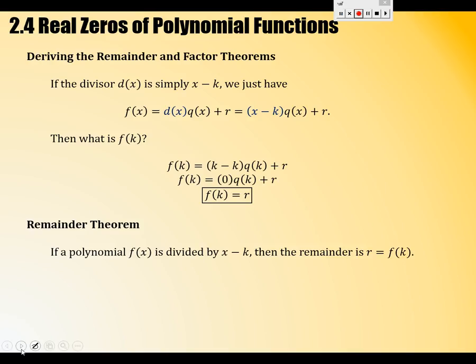So there it is in formal sense, and we've already derived it, but there it is, right? If you divide by x minus k, then the remainder is r, right? And we just proved that. There's not much to say here, right? It's certainly true that if x minus k is what you're dividing by, then if you plug in k, f of k is what you get.